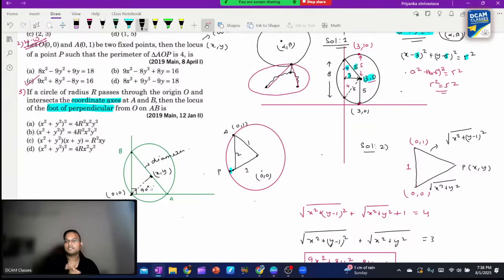The circle passes through the origin, intersects the coordinate axes at A and B, then the locus of the foot of perpendicular from O to AB, they have asked. Think. Then I'll tell you.